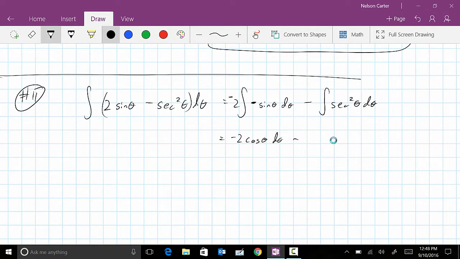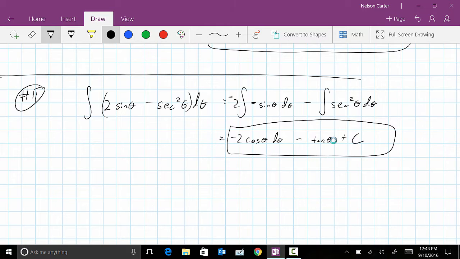And then minus, I know that the derivative of the tangent is secant squared, so the antiderivative of the secant squared is going to be the tangent of theta plus a constant. And that's it. That's sufficient.